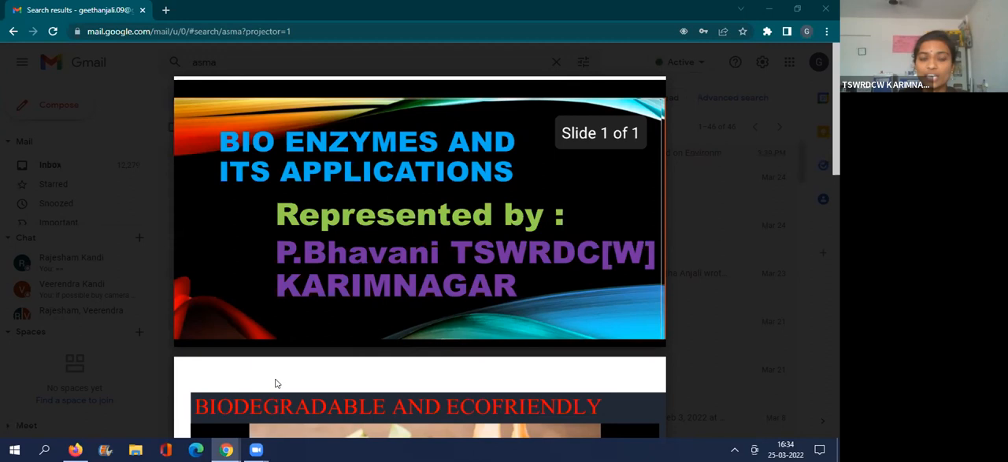Bioenzymes are nothing but biocatalysts which can speed up reactions. For example, in our human body, bioenzymes play a crucial role in biochemical reactions, like production of energy. They are involved in the digestion process as well as in the synthesis of hormones. There are many enzymes like amylase, pepsin, trypsin, maltase, galactosidase, and so on. Each enzyme has its own specific function.